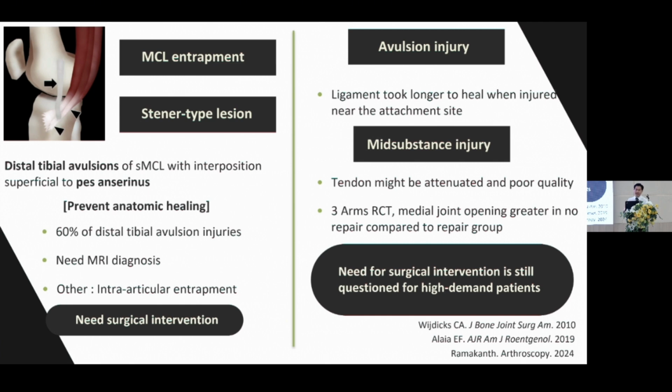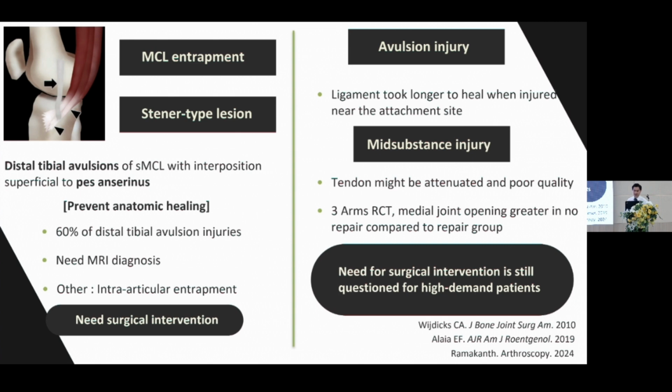On the right side is the group of patients that we question, the high-demand patients, whose MCL might not heal or might heal a little slower. The data show us that with an avulsion injury, the ligament might take a little bit longer to heal when injured near the attachment site. And with a mid-substance injury, the tendon might be attenuated and of poor quality.